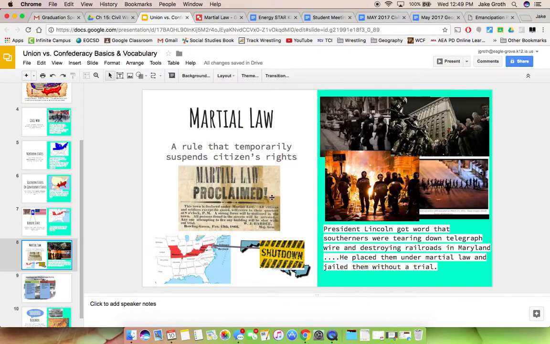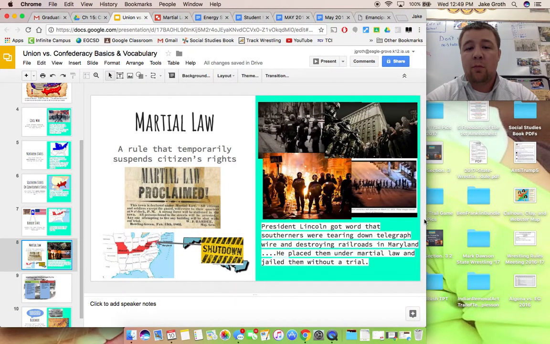All right, so back to martial law, right? Here's one of the proclaimed areas of martial law. We have used martial law in history not that long ago. The Baltimore riots. They temporarily suspended citizens' rights. They can search and seize anything they want. They can hold you in jail without a fair trial. Lots of crazy things. So that's kind of what happened there.